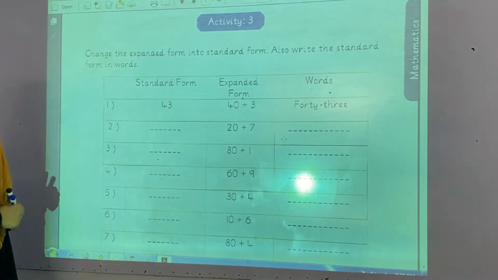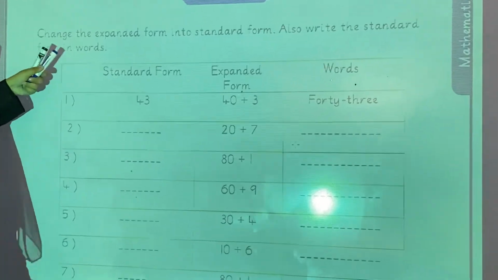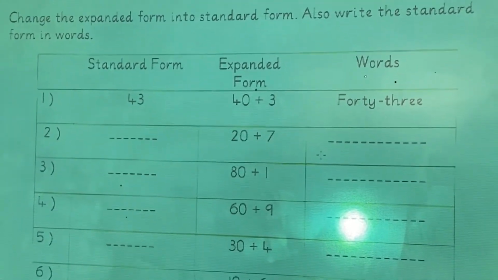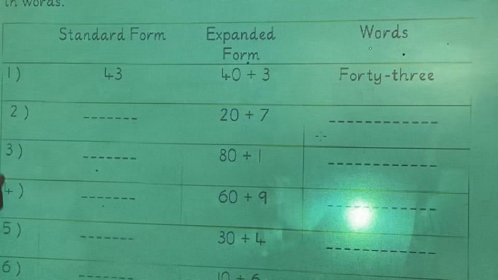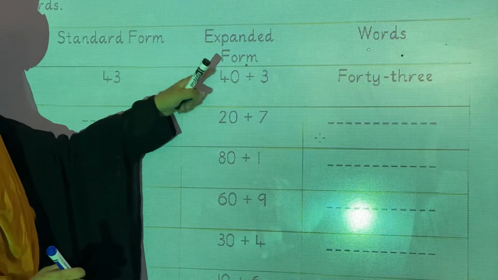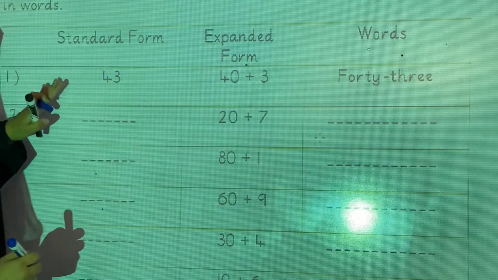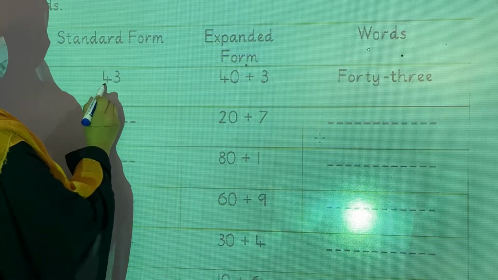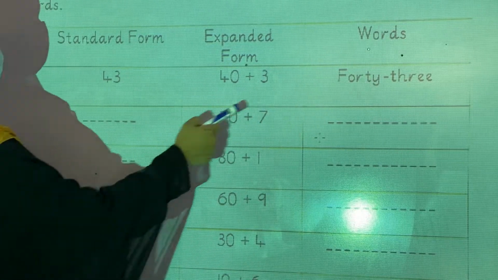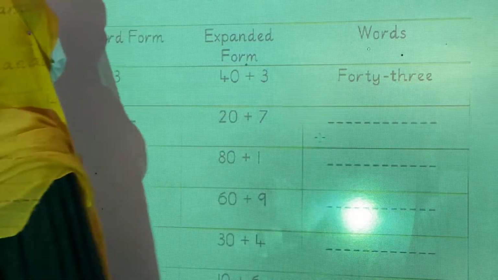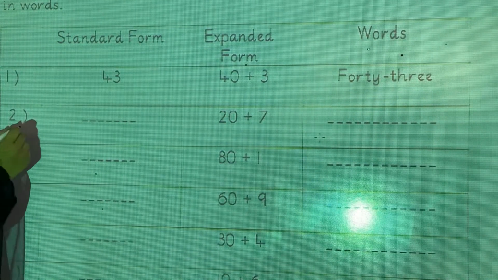Now we are going to start our activity number 3. Change the expanded form into standard form. Also write the standard form in words. You can see in question number 1, standard form, expanded form and words. The question is 43. What is the expanded form of 43? 40 plus 3. And the spelling of 43: F-O-R-T-Y, 40, and 3. In this way you have to complete this activity.